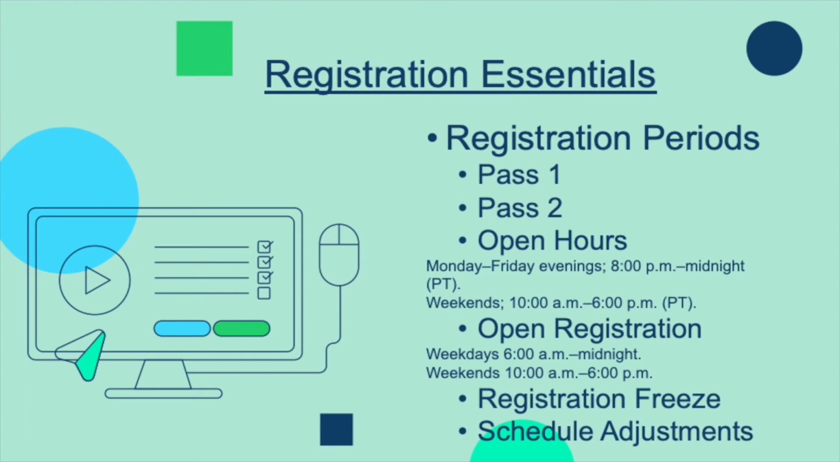So next we have open registration. This happens after both Pass 1 and Pass 2. Once everybody gets their turn registering for classes, open registration happens, and this is weekdays 6 a.m. to midnight, weekends 10 a.m. to 6 p.m. So once open registration ends for Pass 2, we enter registration freeze. This means that you can't add or drop any classes until schedule adjustments opens up, which is a couple days before instruction usually. And during schedule adjustments, you can add up to 28.5 units.